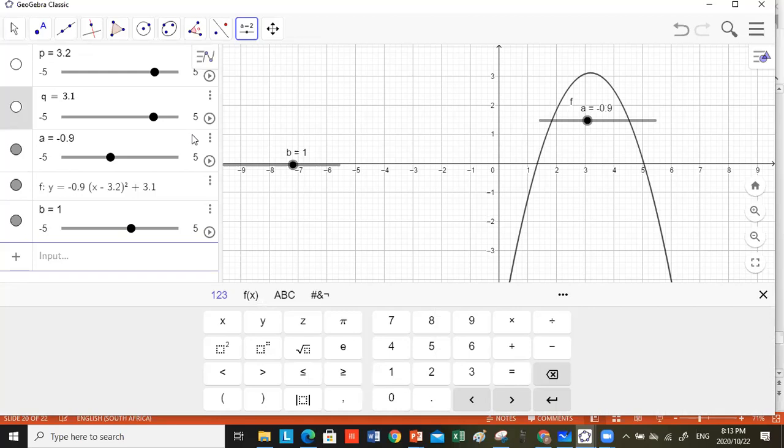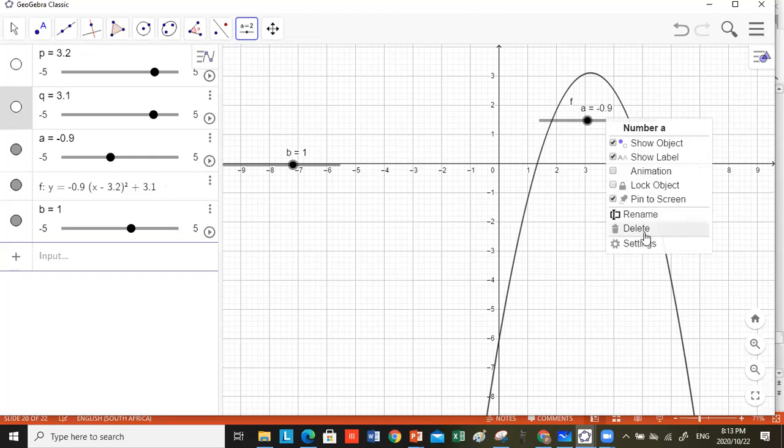Okay, so there's always a question which is asking the learners, but let's reserve that. Maybe we're going to do that when we're doing the exercise.